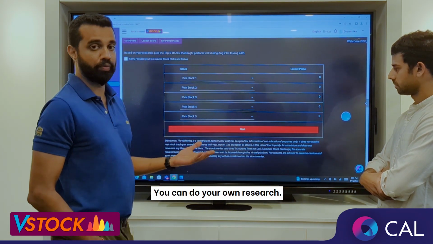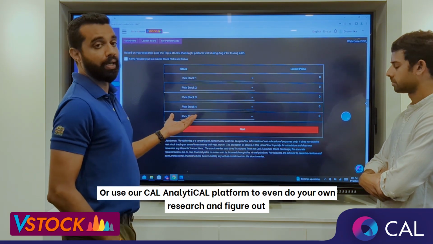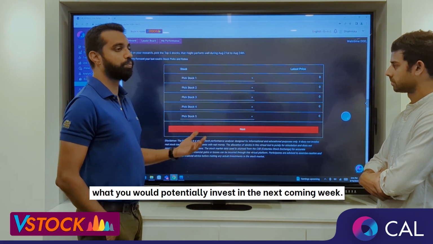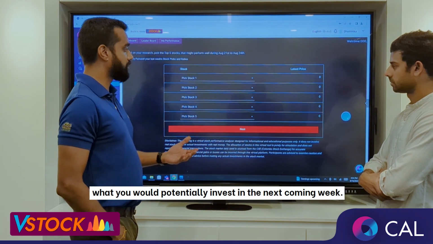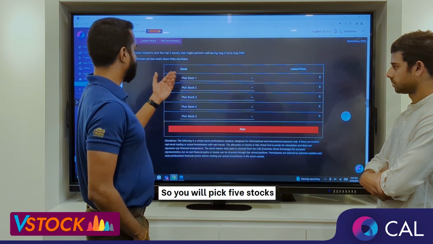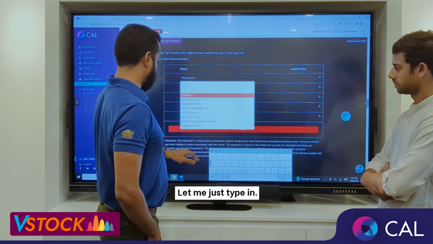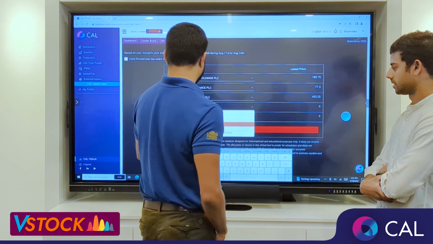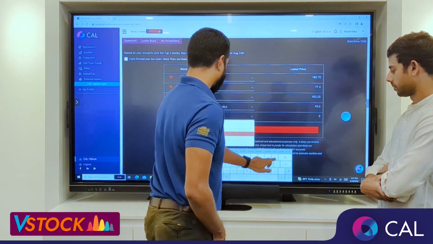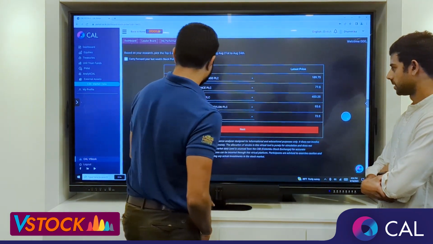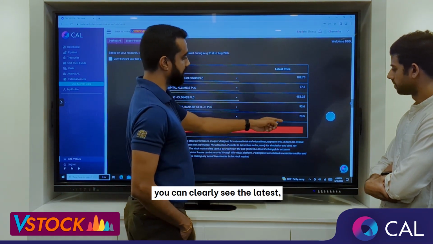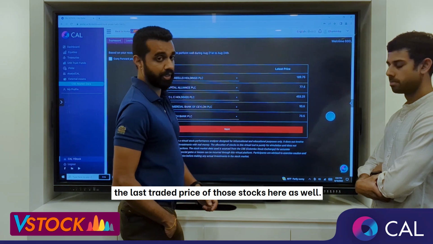You can do your own research, or use our Cal analytical platform, to figure out what you would potentially invest in over the coming week. So you will pick 5 stocks. Let me just type them in. After you select the 5 stocks, you can clearly see the last traded price of those stocks here as well.